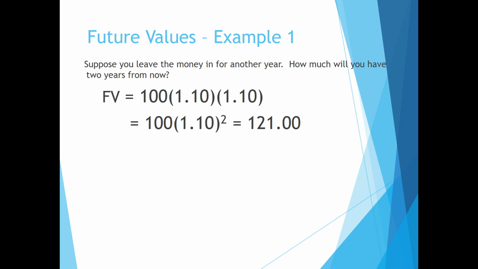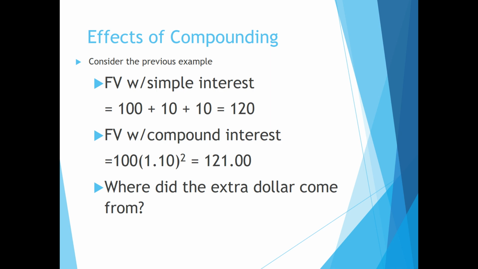Now suppose you leave the money in for another year. How much would you have in 2 years? Using the future value formula, you would have 100 times 1 plus the 10% interest raised to the 2 years. So you would have $121. So with simple interest, in 2 years you have 120. With future value, with compound interest, you have $121 at the end of 2 years.